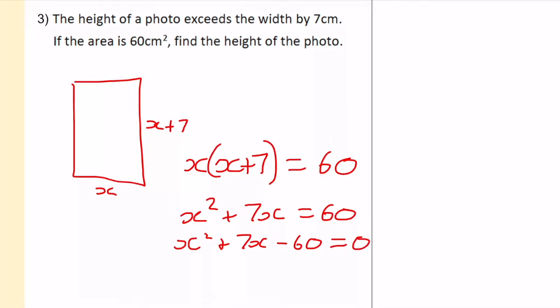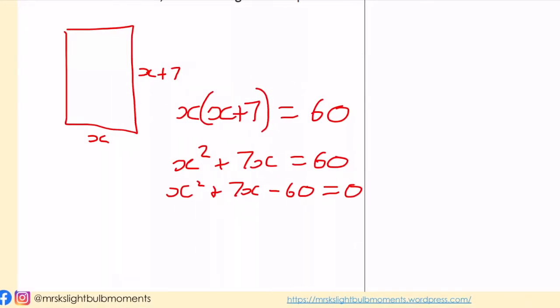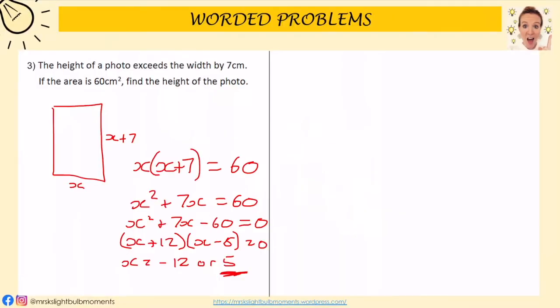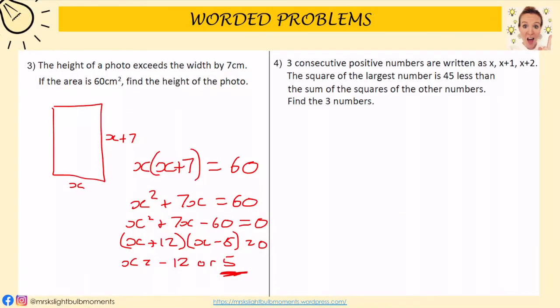And then we've got to find our 2 numbers which multiply to make 60 and add to make 7. In this case, we have actually got, what have we got? 12 and minus 5 for this one. I always find this one tricky to spot for some reason. x plus 12 and x minus 5 equals 0. So x could either equal minus 12 or positive 5. It's going to be positive 5 because it's a length. Okay, so the same process there, the tricky bit there was just setting it up from the worded question.